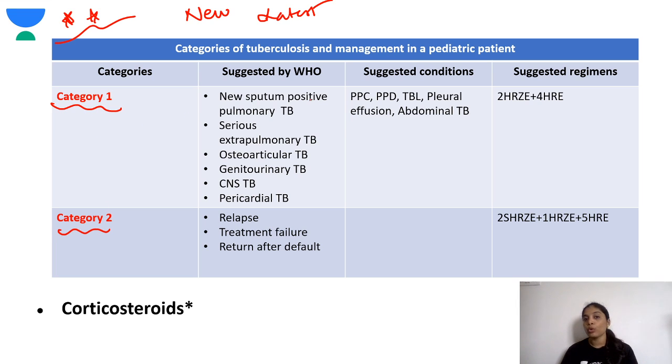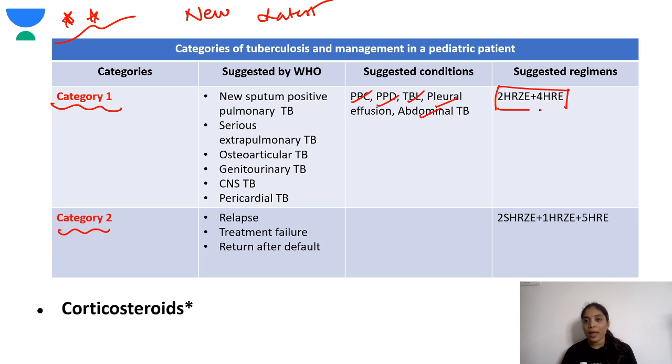If it is a new sputum positive pulmonary tuberculosis, a serious extrapulmonary tuberculosis, or an osteoarticular tuberculosis, genitourinary tuberculosis, CNS tuberculosis, or a pericardial tuberculosis. It could be either the progressive pulmonary primary complex or the progressive pulmonary disease. It could be tuberculosis of the lymph node, pleural effusion, or abdominal tuberculosis. So what do you do?